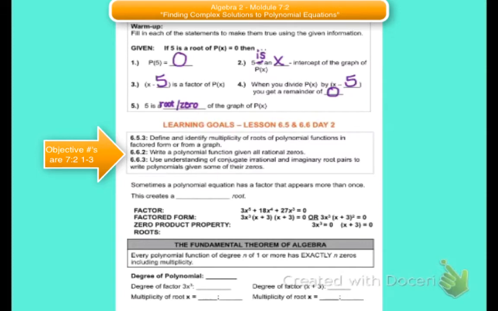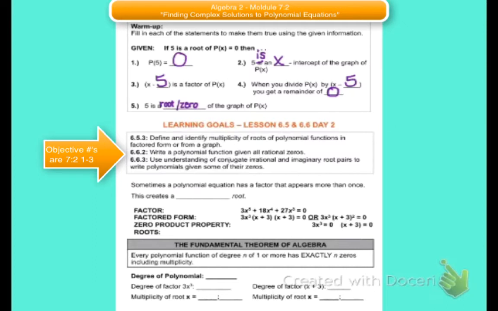Number 3, that means that x minus 5 must be a binomial factor of p of x, because that root of 5, if I substituted it into x minus 5, would make it into 0. So that's how I know that x minus 5 is one of the binomial factors. Number 4, when you divide this polynomial p of x by x minus 5, this binomial, you'll get a remainder of 0. That's what it means to be a factor of, or to be divisible by.